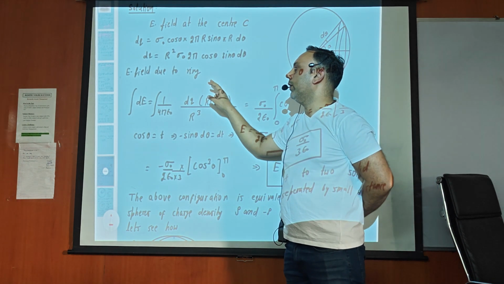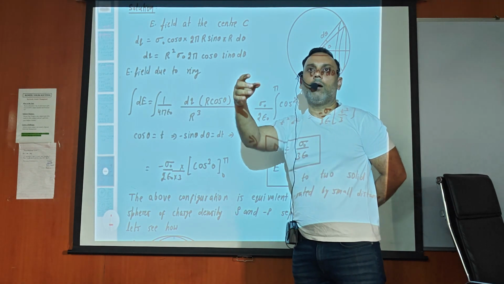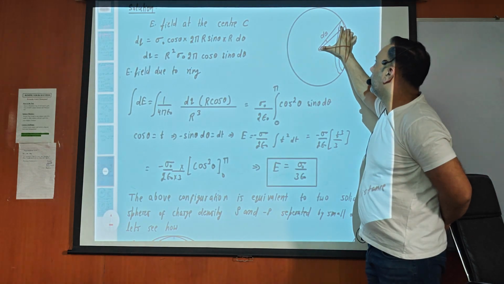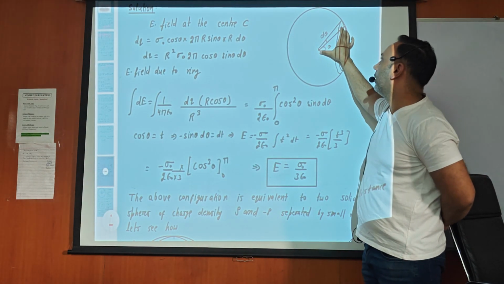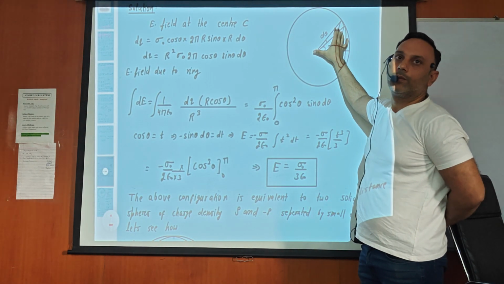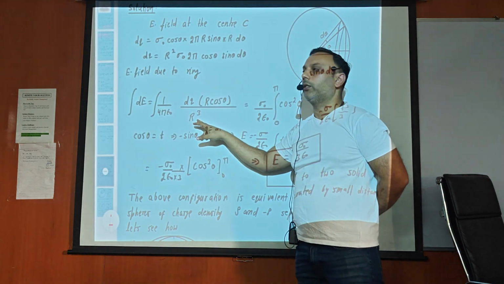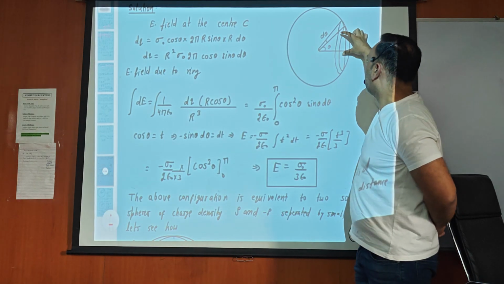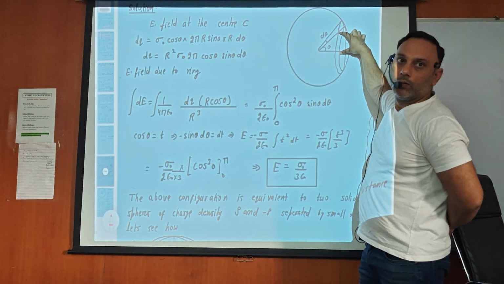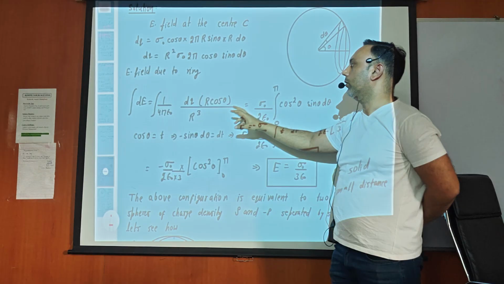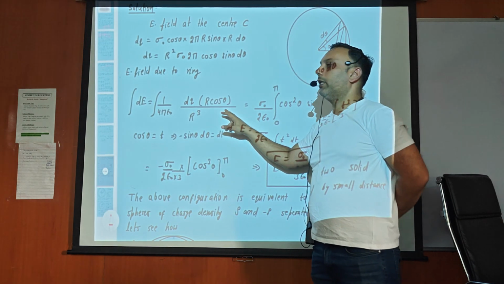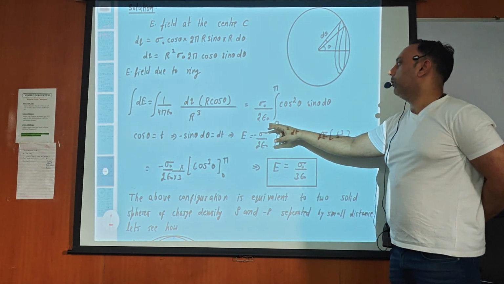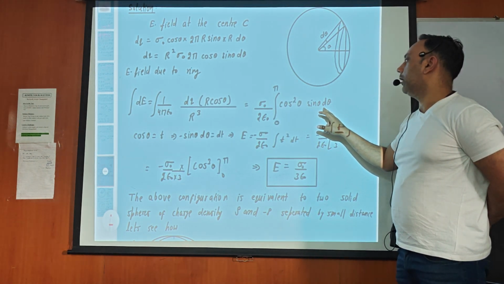The electric field due to a ring has the formula kqx upon (x squared plus r squared) to the power 3 by 2. Here this is already r, so in the denominator you will get r cube, (x squared plus r squared) whole to the power 3 by 2. So this is the electric field we are getting. Solving, I get sigma naught by 2 epsilon naught, integral from 0 to pi of cos theta sin theta d theta.